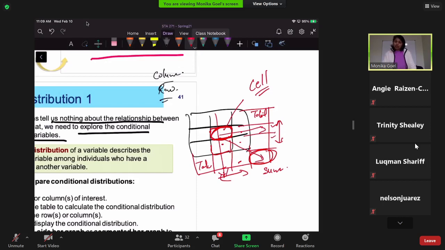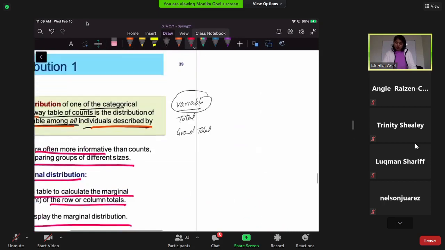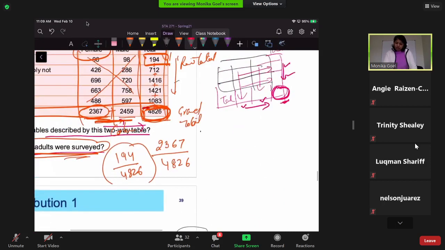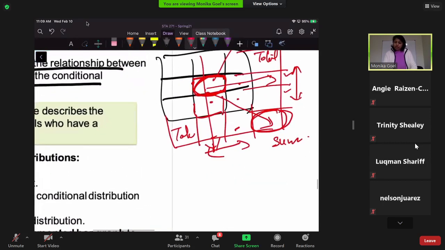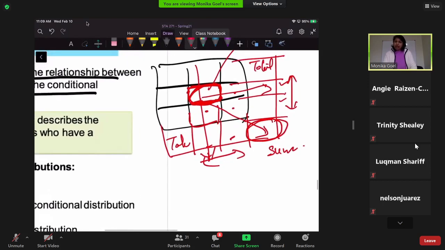So my denominator in marginal distribution, if you notice, the denominator is always this. And the numerator comes from the margin, either here, here, here. But when we talk about conditional distribution, your numerator comes from the cell. It is coming from inside a cell, and your denominator can be that particular column total, particular row total, or the sum total, depending upon what condition you are working with.